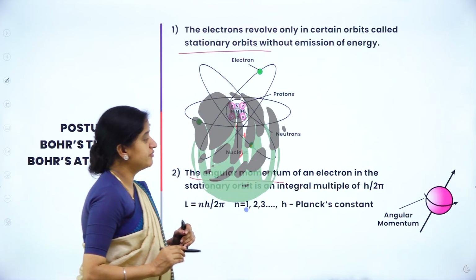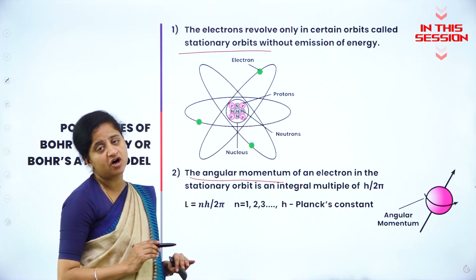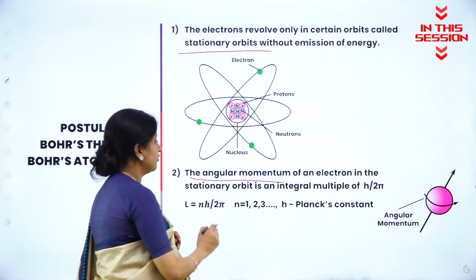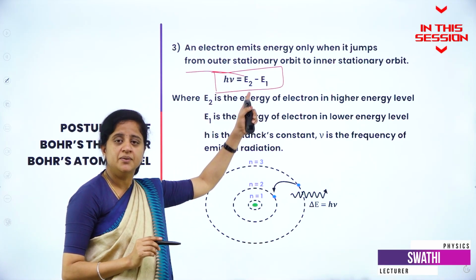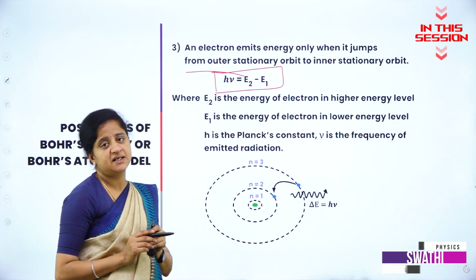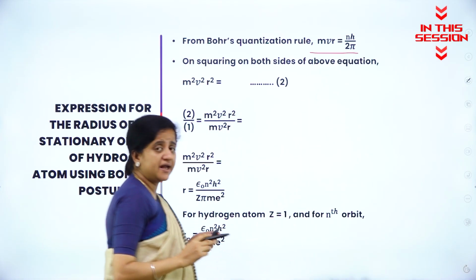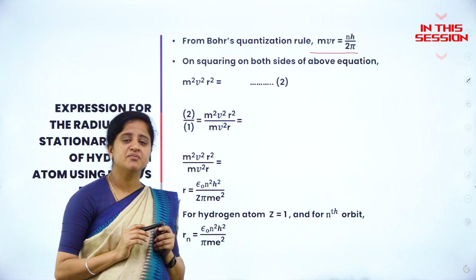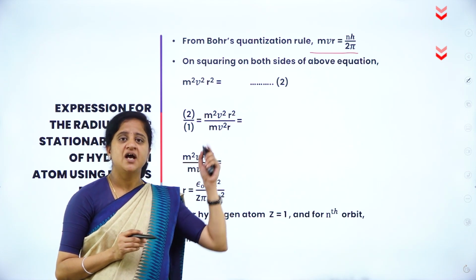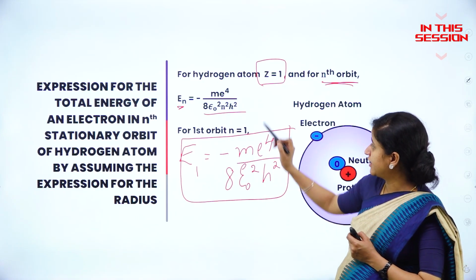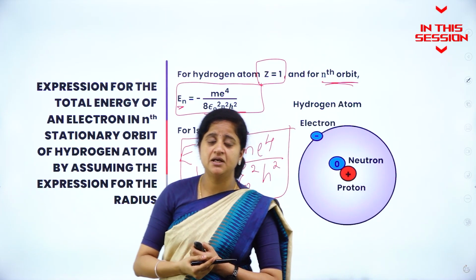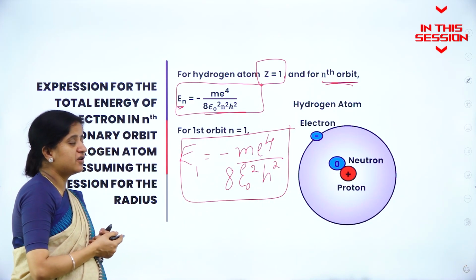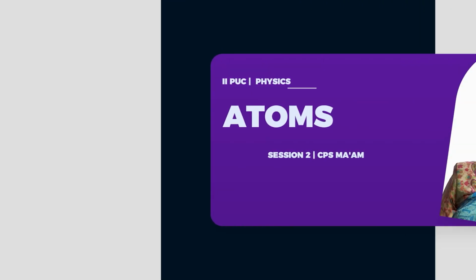The angular momentum of an electron in the stationary orbit is an integral multiple of h divided by 2 pi. Energy is given by h nu, which is equal to the energy in the outer orbit, E2, minus the energy in the inner orbit, E1. mvr is equal to nh by 2 pi. What is this? That is the angular momentum, equal to an integral multiple of h by 2 pi. For the nth orbit of a hydrogen atom, the energy is given by En is equal to minus me to the power 4 divided by 8 epsilon naught square n square h square.